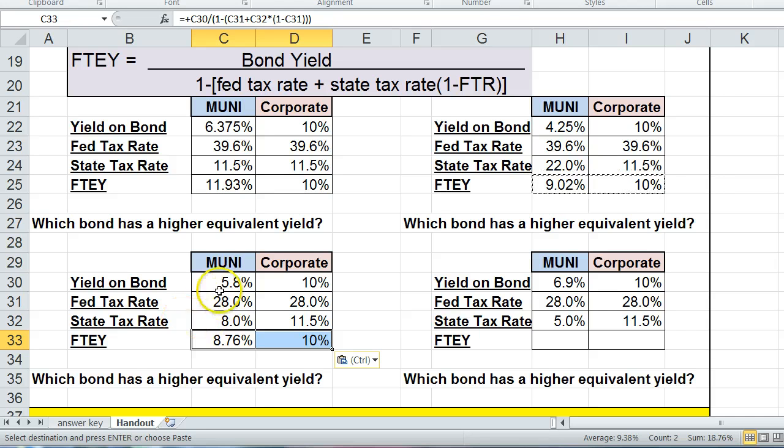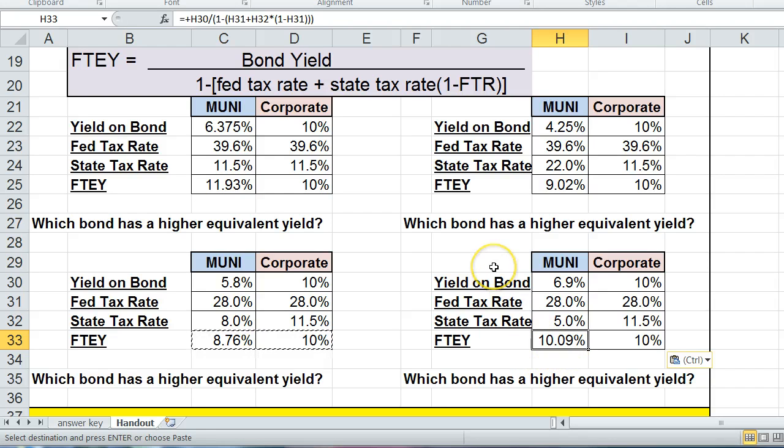Now if we move down here, we have a lower federal and state tax rate. We see that because of the lower tax rate, even though the municipal bond is higher, we have a lower federal and a lower state tax rate, so the corporate bond at 10% has a higher yield, and that should be invested in. So in our last example, we have again the corporate bond fully expressed, but the municipal, after the tax rate of 28% and 5%, has a 10.09%, so that would be slightly higher, and that would be the desired bond to invest in.